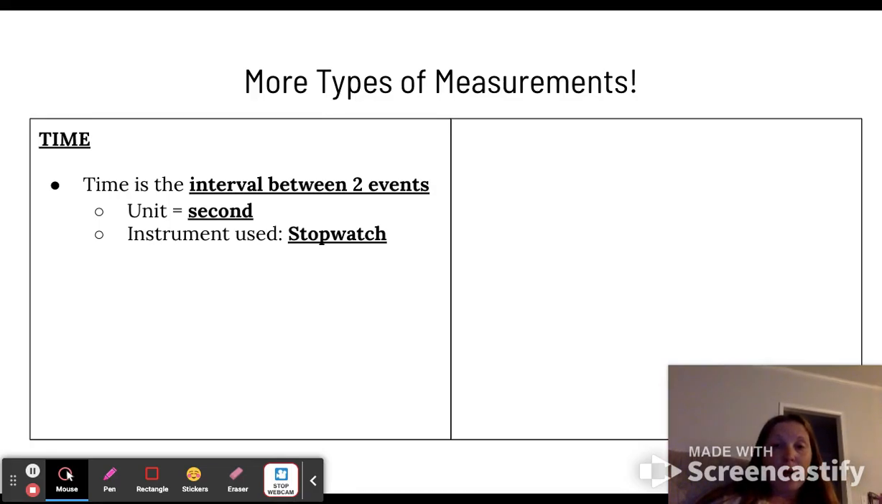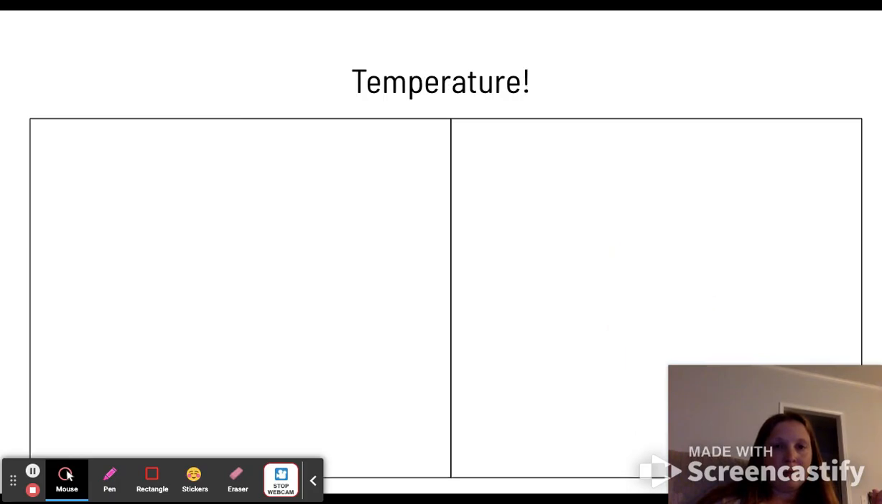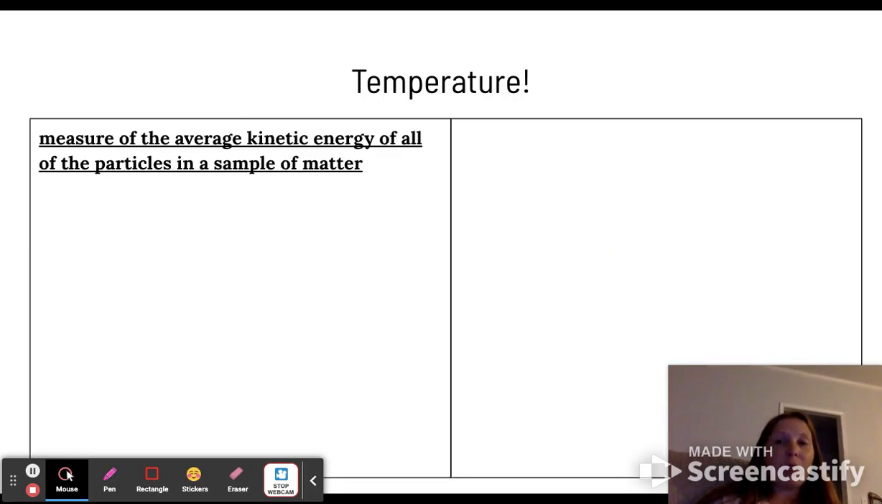We will use a stopwatch for this because we don't have to measure long amounts of time during this course. Now, the last one that we're looking at here is temperature, and this is a big one, so that's why I wanted to kind of get through the rest of this.